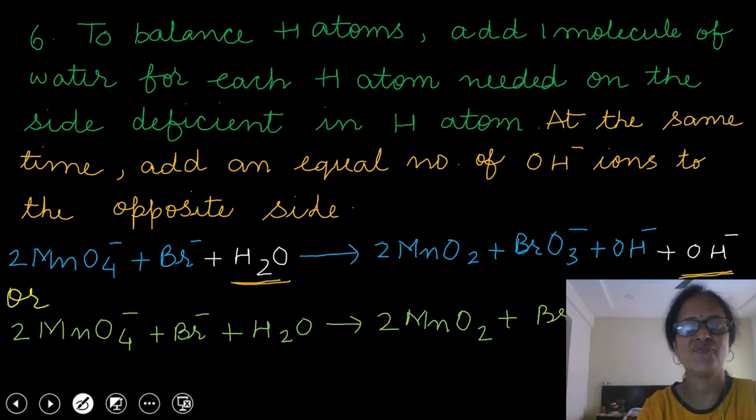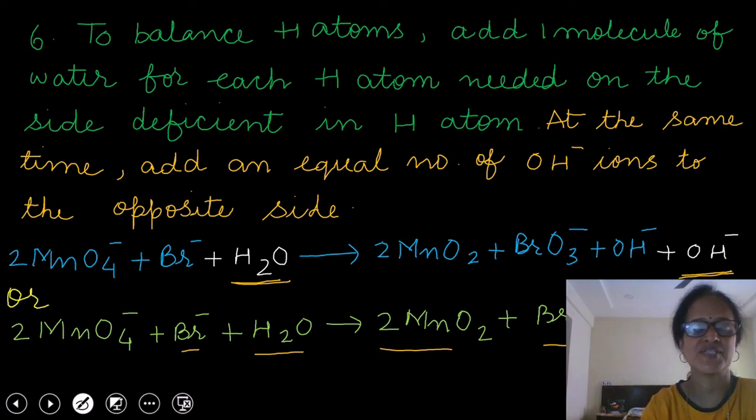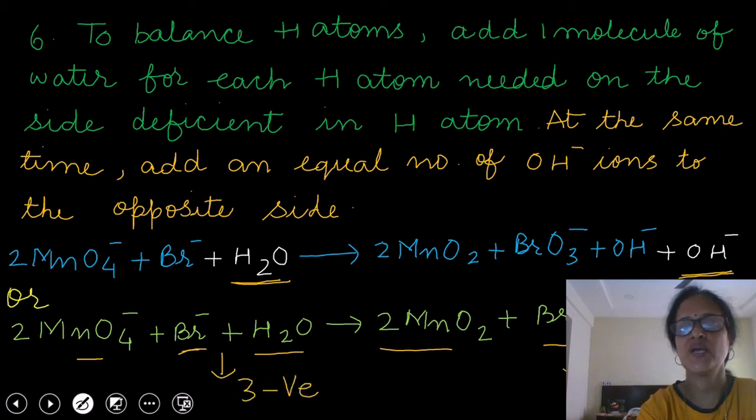So you can check, your final equation is 2MnO4 minus plus Br minus plus H2O is equal to 2MnO2 plus BrO3 minus plus 2OH minus. Now again you can cross check the equation by checking the charges. In the reactant side we have 2 negative charges here, 1 negative charge here, a total of 3 negative charges in the reactant side. In the product side you have 1 negative charge here, 2 negative charges here, a total of 3 negative charges in the product side.